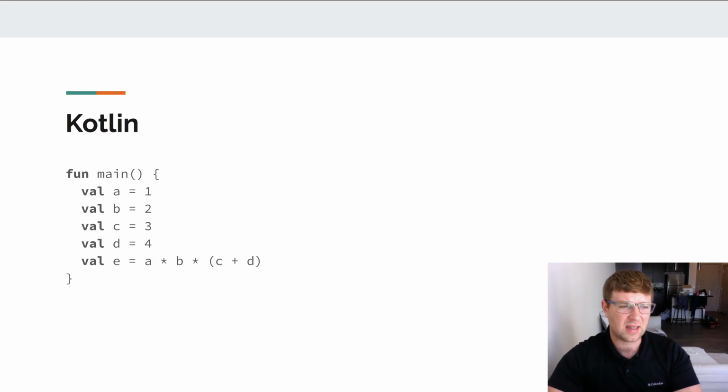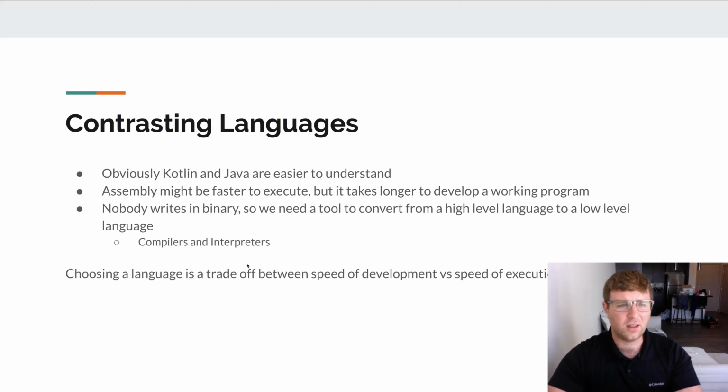So here is that same program in Kotlin. Kotlin is now the main language of Android. It works really well with Java, but Google is really trying to push Kotlin moving forward. So you see it's still a lot shorter. You don't need that class definition. Even if you don't understand what fun means and what val means, you can still see it's much shorter. I don't need things like semicolons, but I'm still doing that human readable math. So obviously the Kotlin and the Java are much easier to understand.